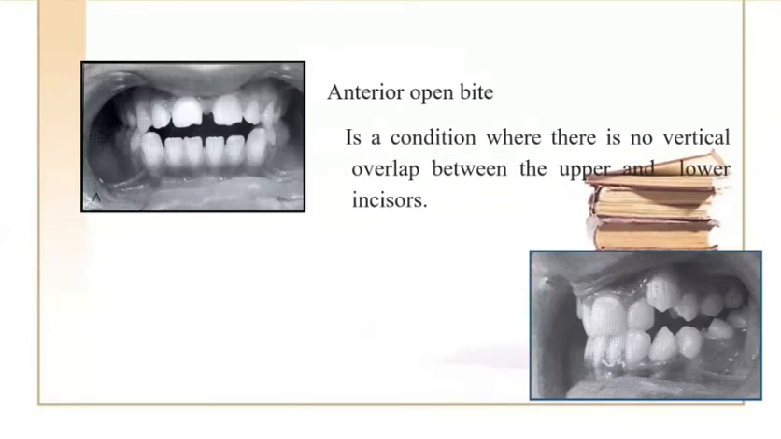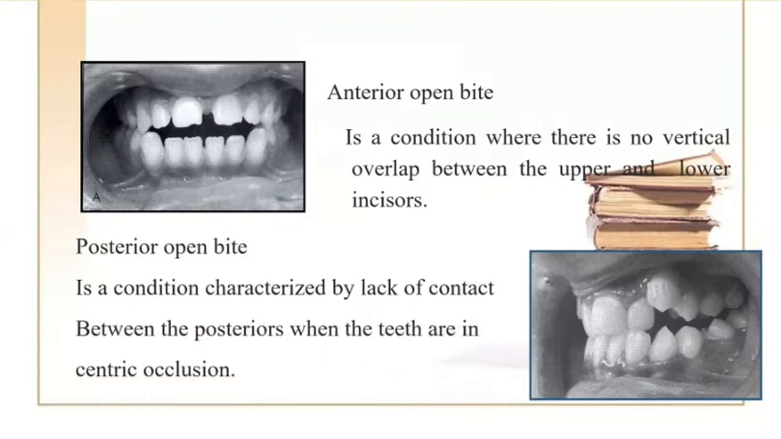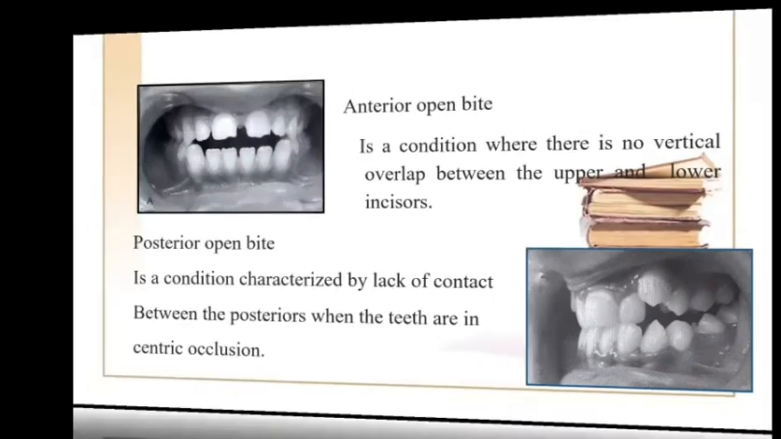What is anterior open bite? It is a condition where there is no vertical overlap between upper and lower incisors. What is posterior open bite? It is a condition characterized by lack of contact between posterior teeth when the teeth are in centric occlusion.